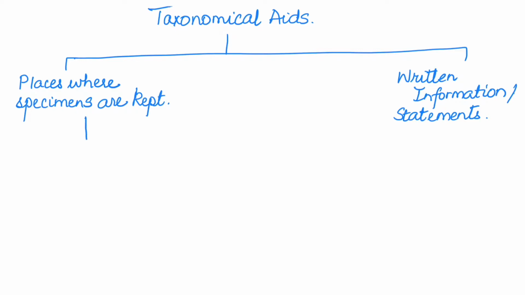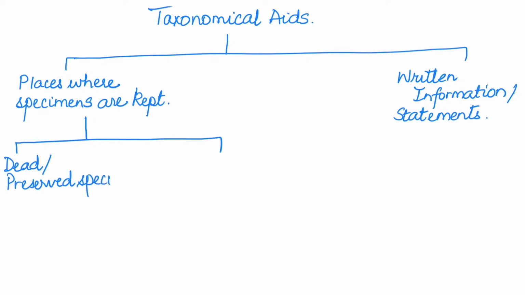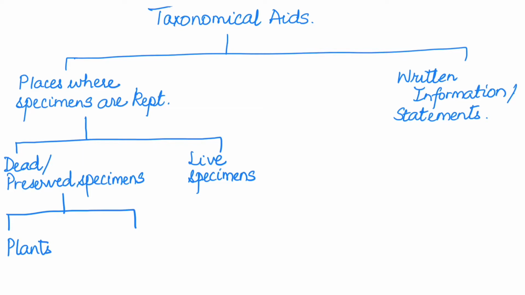Now, under the places where specimens are kept, there can be again two broad classifications here, where dead specimens, that is dead plants or animals, can be kept, and the other where live specimens are kept. So these dead or preserved specimens, when we talk about, they can be in the form of the plant or animals. Now when we talk of plants, these are kept in the form of dried plants, and the other place is where plants and animals both can be preserved.